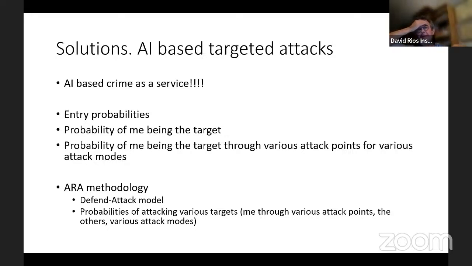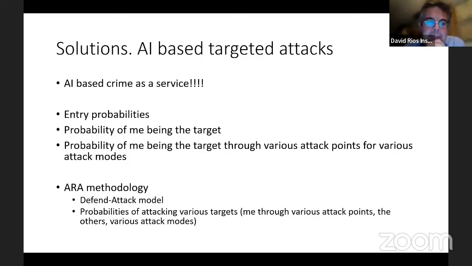The other problem is that some of these attacks, in particular the targeted attacks, could be based on artificial intelligence systems. And to comment on the relevance of the problem, there are now crime-as-a-service platforms based on artificial intelligence that you can actually rent. So you don't need to be very techie, you just need to have some money to rent those services to attack somebody or some organization.